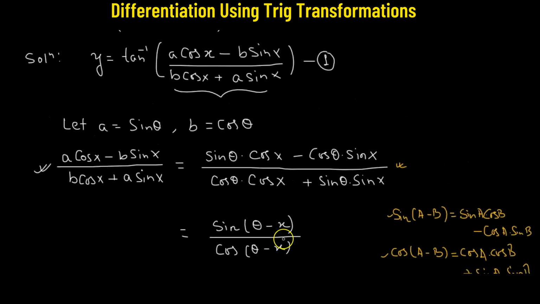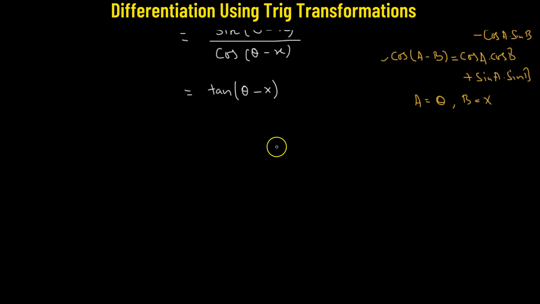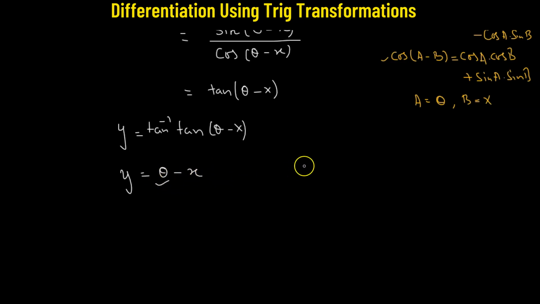Now what we'll do, we'll substitute this value back into equation number 1. Equation 1 will now become y equals tangent inverse of tangent of (theta minus x). So that means y will be simply equal to theta minus x. I will have to start with theta also.